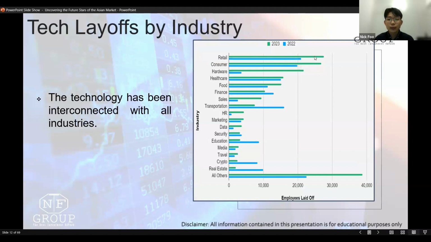So if you look at the green histogram, especially retail, consumers, hardware, healthcare, and food, the number of layoffs is quite high. All the companies in these industries fired a lot of their staff. This is quite obvious, ladies and gentlemen.